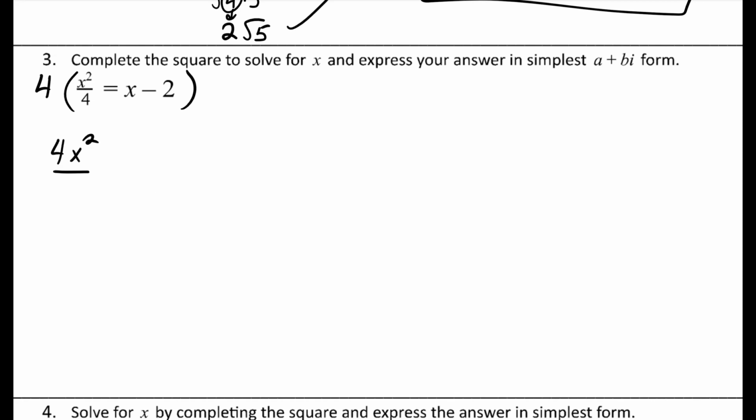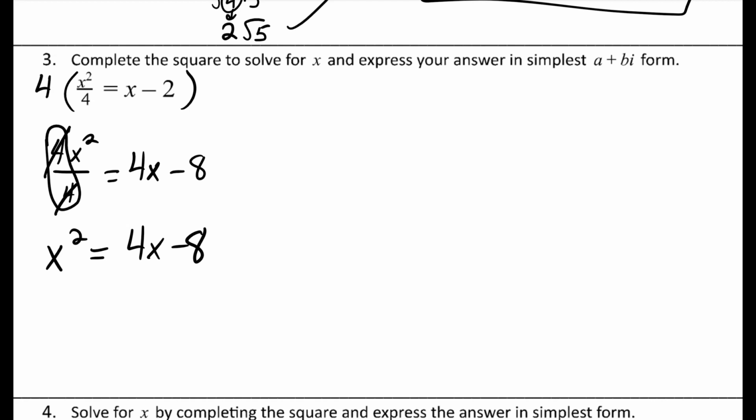My first term becomes 4x squared over 4 equals 4 times x minus 4 times 2 is 8. Now, 4 divided by 4 is just 1, so all I'm left with on that left-hand side is x squared. So if you see something in the denominator, multiplying by that number throughout your entire equation can help fix that so you don't have to deal with the fraction as your leading coefficient. Because completing the square only works if there's a 1 out in front of your x squared. Otherwise, you'd have to divide it out first.